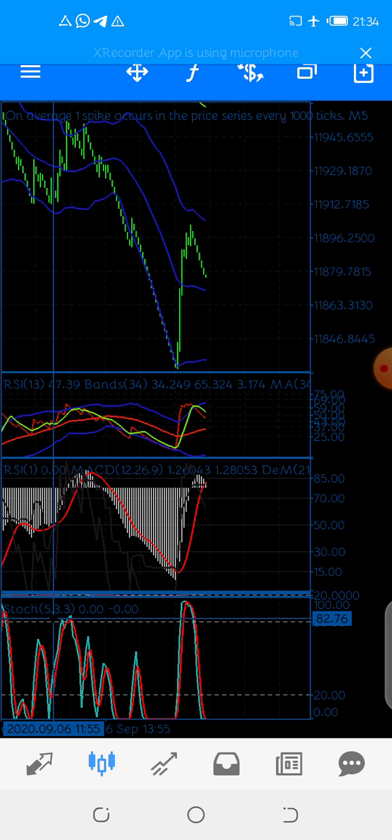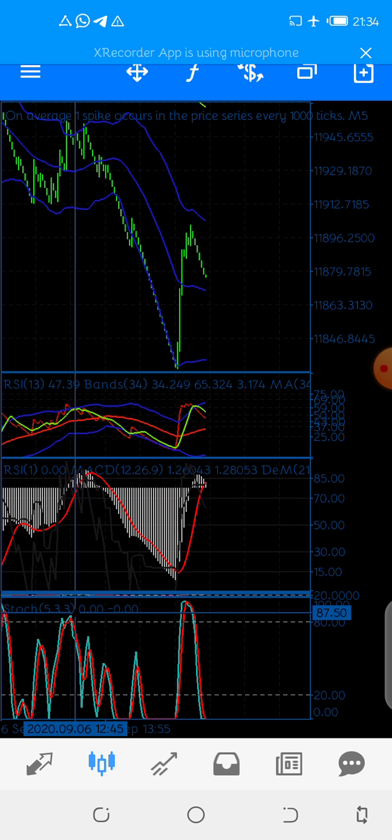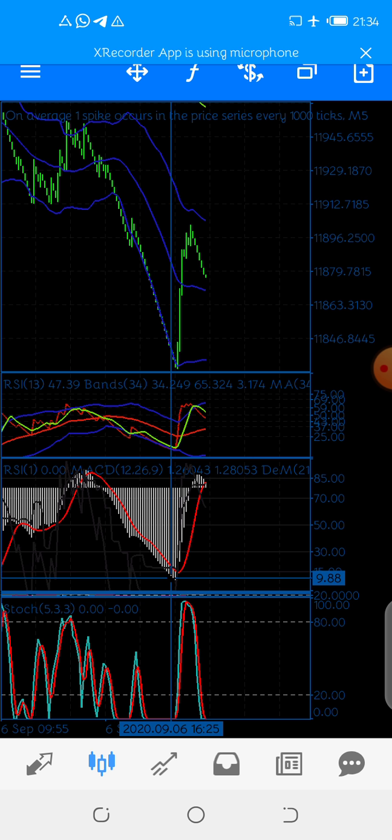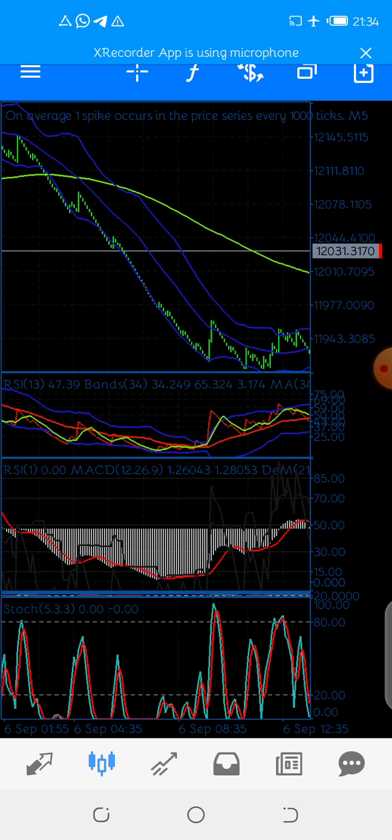Actually, this was the right point to enter your trade, when the stochastic had already reached level 80, yet we are on a downtrend. So that is your right place to enter, and then just hold until the MACD touches level 90 or around 85, and you exit. So all this time is an opportunity.